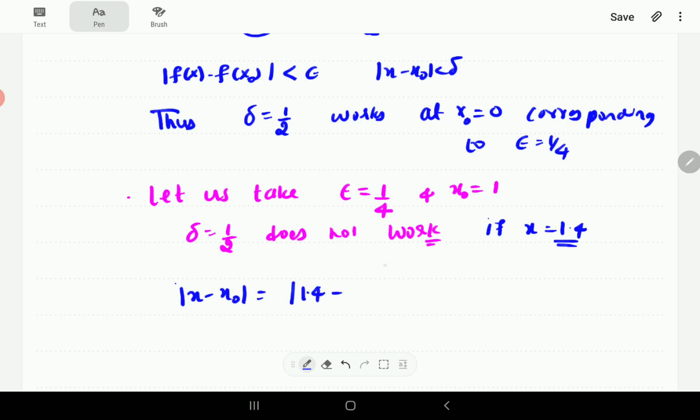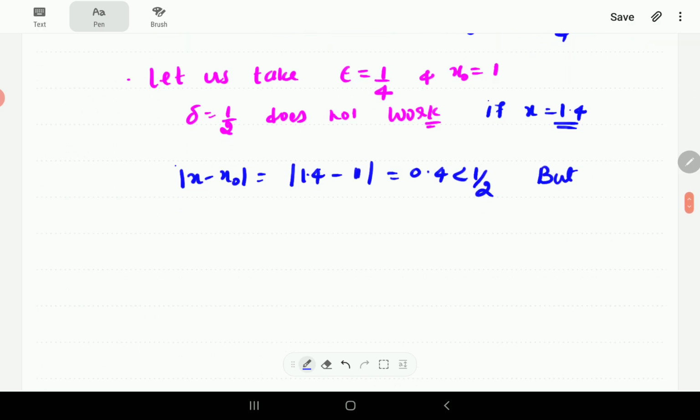1.4 minus x naught is 1, so this will be 0.4, which is less than half. Okay, so here no problem, but here this x minus x naught, that is satisfying. But what about f of x minus f of x naught? What happens to this function?